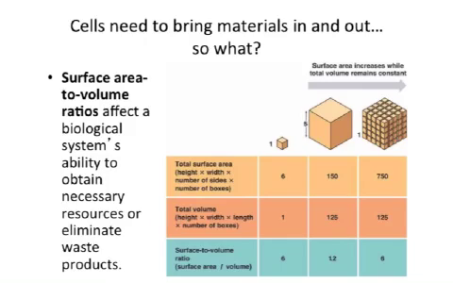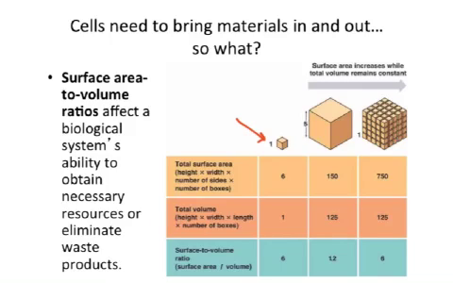So cells are going to need to bring things in and out through the plasma membrane. And so this means that the surface area of a cell, which the plasma membrane covers, is going to be very important. And the ratio between surface area and volume is very important. It turns out that small cells have a larger surface area to volume ratio than do large cells. So let me prove that to you right here.